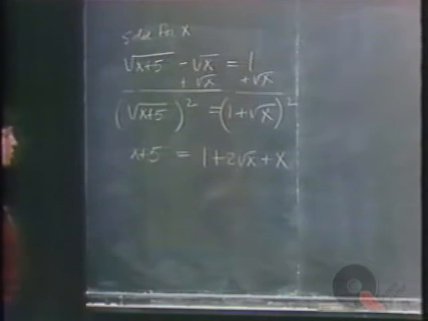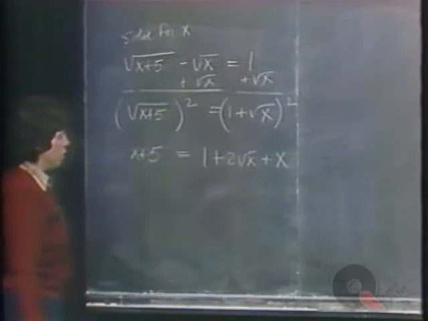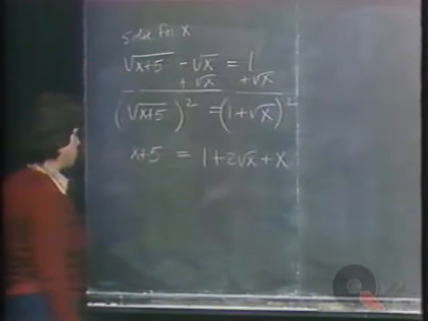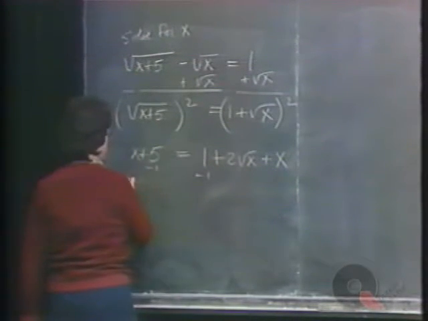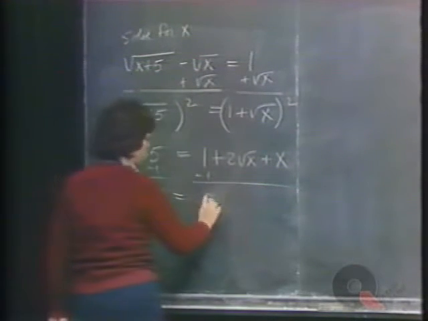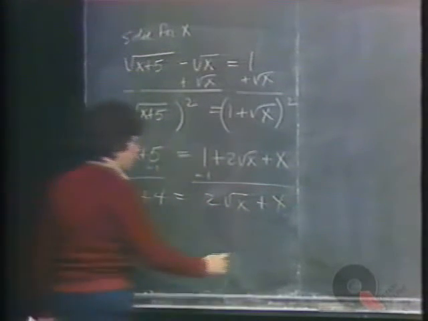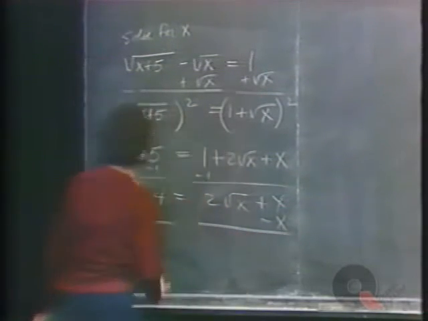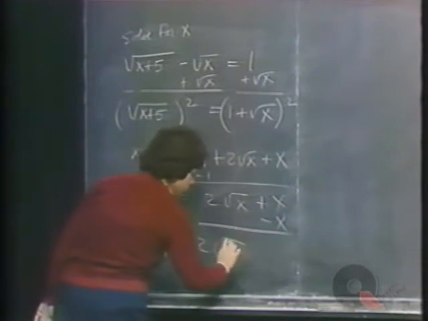All right, now we will try to isolate the radical here. We will subtract all other terms from both sides of the equation and get them over here. Subtracting 1 from both sides, we will get x plus 4 equals 2 times the square root of x plus x. And then we will subtract x from both sides. We get x minus x gives us 0. 4 equals 2 times the square root of x.